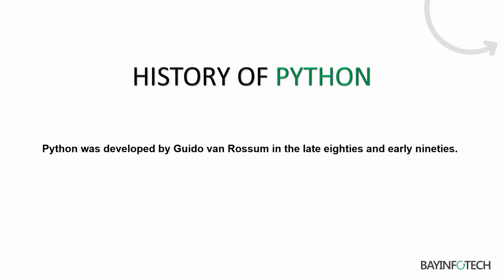Python was developed by Guido van Rossum in the late 80s and early 90s at the National Research Institute for Mathematics and Computer Science in the Netherlands. Python is the most common programming language out there, used by computer programmers. Python is copyrighted. Like Perl, Python source code is now available under the GNU, that is General Public License.